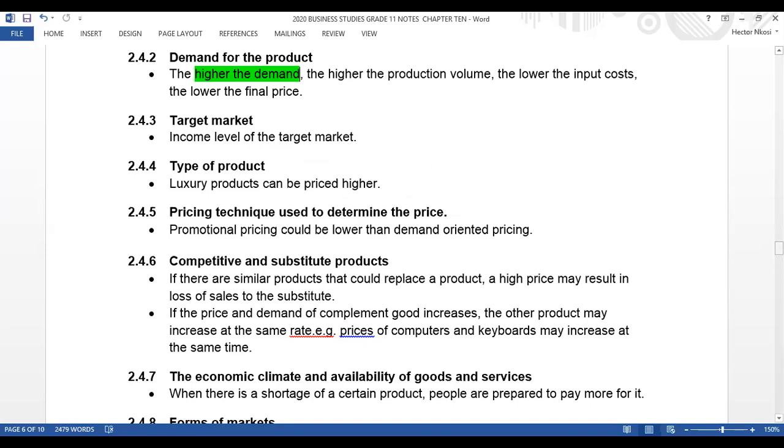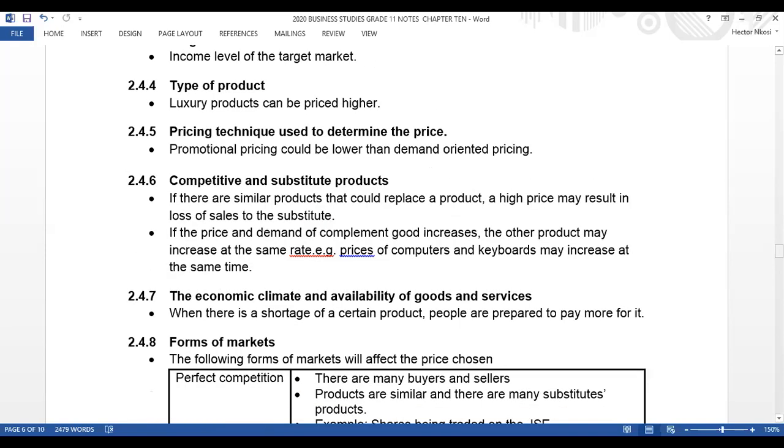Right. Then let's look at the competitive and substitute products. Now, we know competitive. What is competitive? It's when you're competing with something or with someone, right? While you're competing with that person, basically you need to lower your prices, because now consumers or customers have to choose between the two of you. So it is very important for you guys to know which is which.